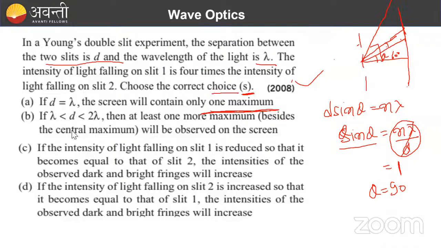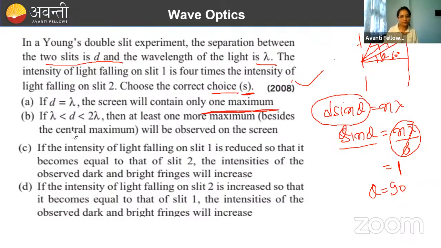Ma'am, then what about the formula 2d by lambda plus 1 to get the total number of maxima? Which formula? Condition for maxima. You are talking about minima, I guess. What is the condition for constructive interference? It is d sine theta equal to n lambda, no? d sine theta is your path difference. So for constructive interference, that is for maxima, path difference would be n lambda. That is why I've taken it here.